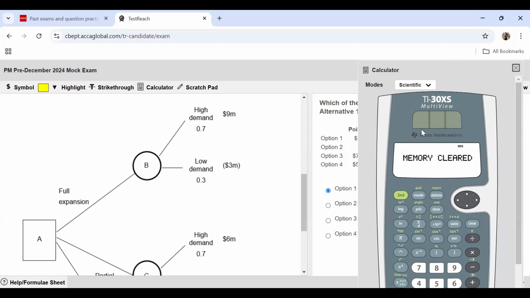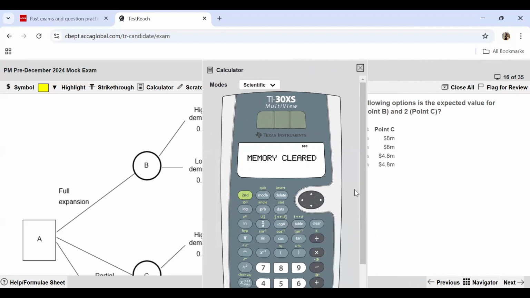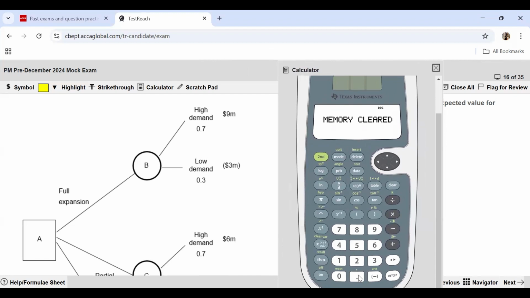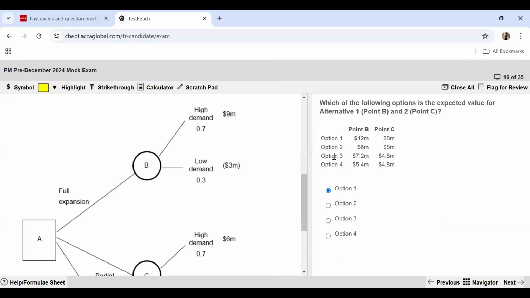We have 0.7 multiplied by 9, and from this I need to subtract 0.3 because this is a loss of 3 million. 0.3 multiplied by 3, so this gives me 5.4. Let's see which option has 5.4. It's supposed to be option 4.